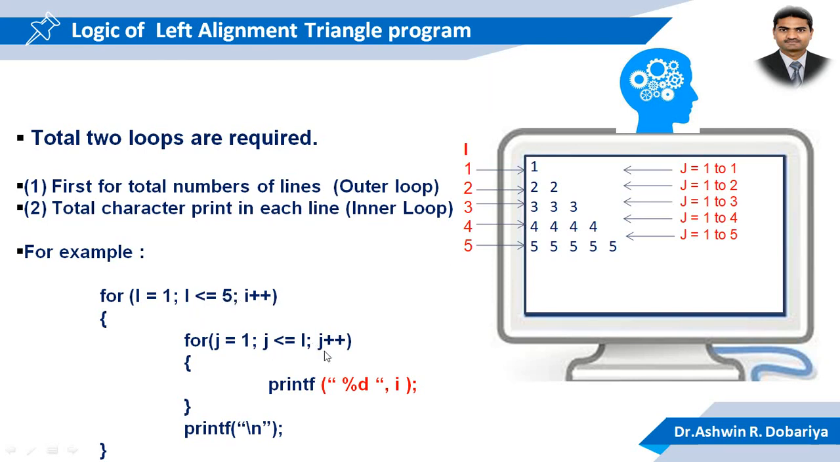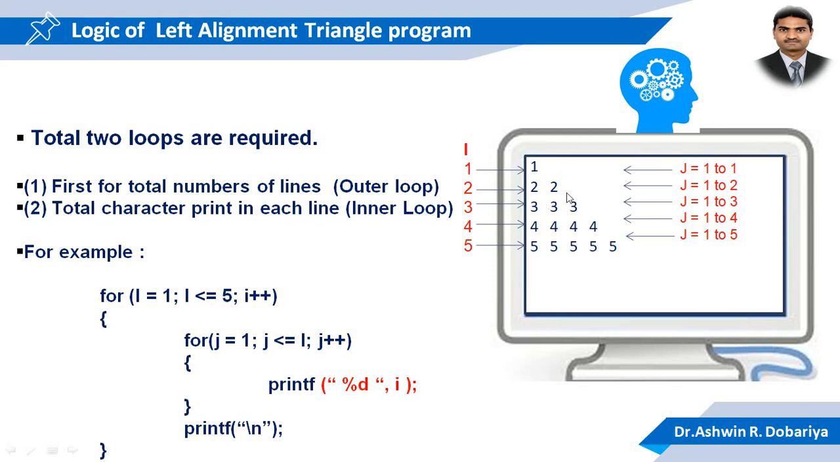The second, the inner loop, is generally responsible for displaying the output. So now we have to think about how we can set the inner loop counter variable. In the first line we want to display only 1. In the second line we want to display 2, but 2 times. In the third line we want to display 3, but 3 times. In the fourth line we want to display 4, 4 times. Similarly for 5.